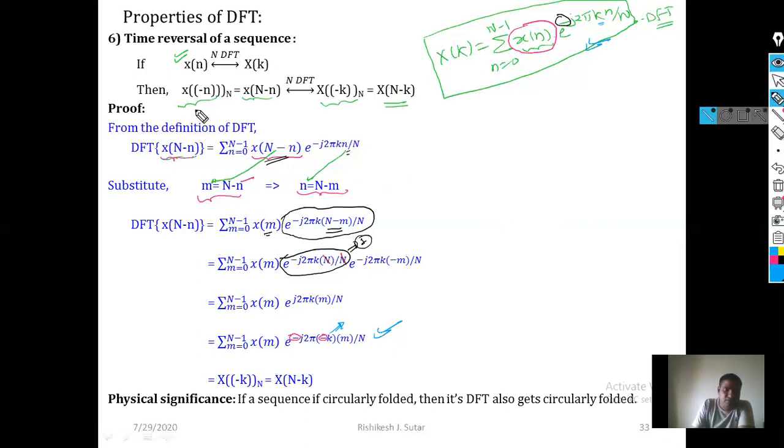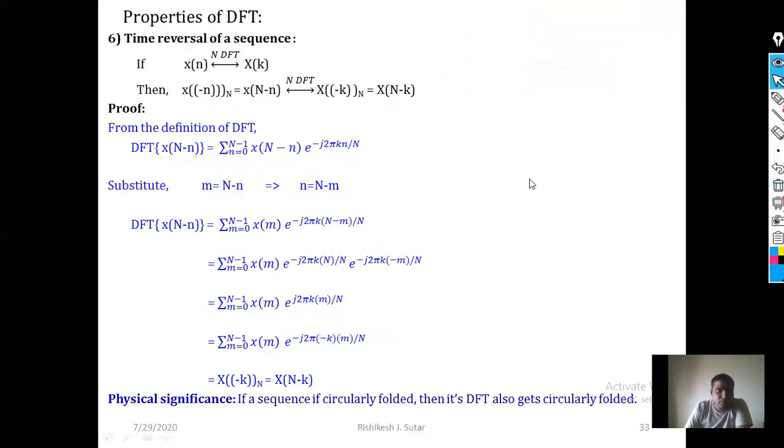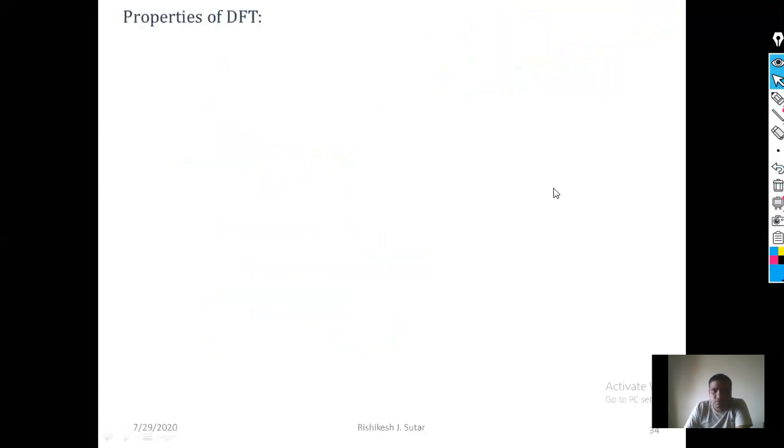So you started with the DFT of x of N minus n. We started with this, and we ended with this. So it is proved. So if we circularly fold any sequence, then its DFT will also get circularly folded. Okay, so that is the conclusion from this property. Let us go further now. Let's go to the next property.